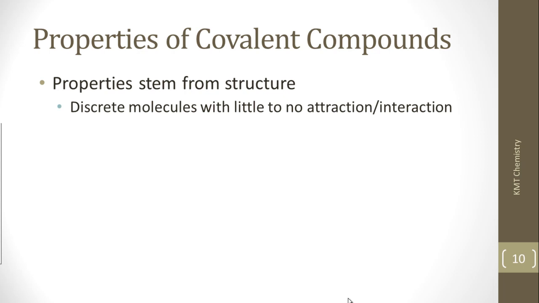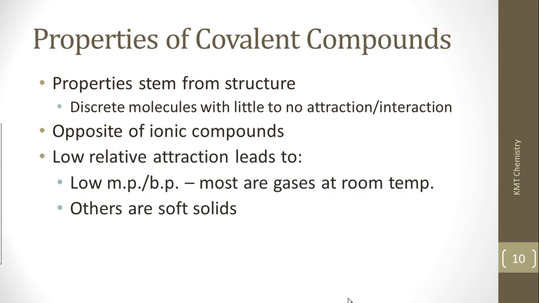Instead of a dense network of pluses and minuses, these are discrete molecules that get together in certain ratios to satisfy the octet rule. Once the octet rule is satisfied, a given element has no reason to interact with any other elements around it. This will lead to a low melting point, a low boiling point. Most covalent compounds are gases at room temperature. Think about methane, hydrogen, oxygen, nitrogen, carbon dioxide.